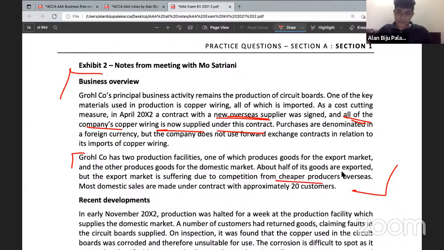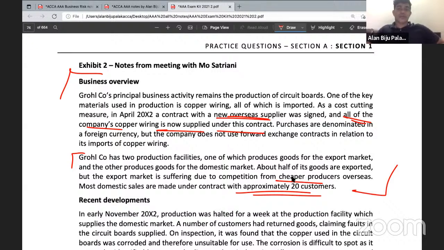Domestic sales are made to only 20 customers. So yes, the company has only 20 customers in total. So what will be the business risk in that case? Loss of customers would cause loss of revenue and profit generating ability. Okay, fine. Then in addition to that, is there any other risk associated with the same point?